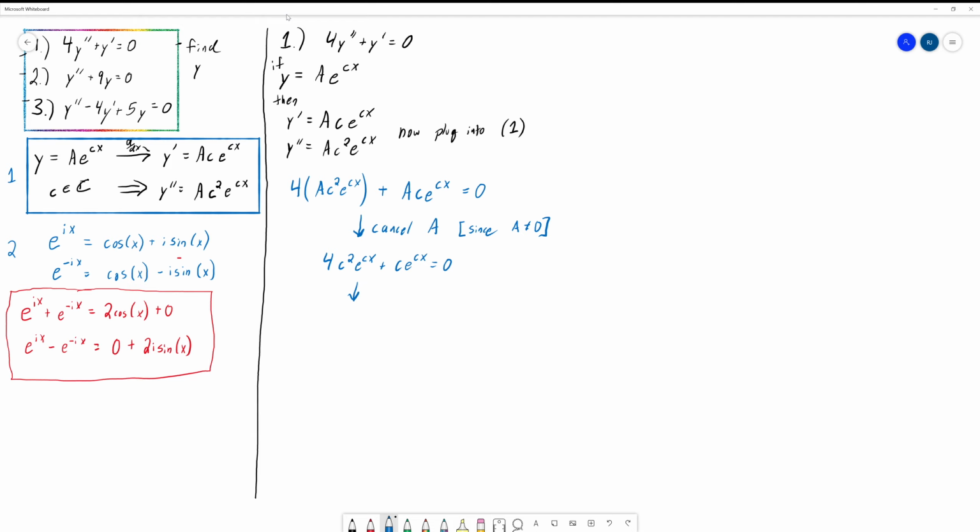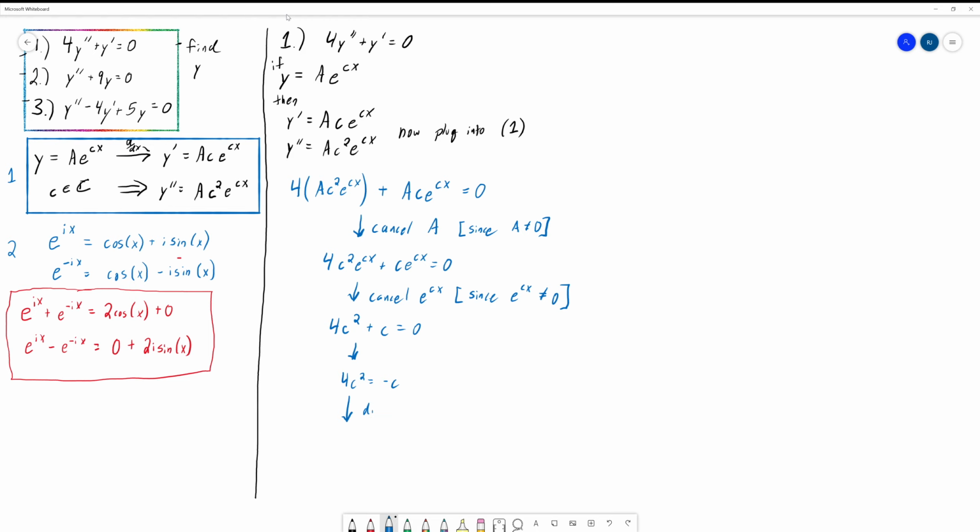And now we can cancel out e to the cx. Again, we can do this since e to the cx is never going to equal 0. And again, I'm stating this because if e to the cx were 0, then you can't, quote unquote, cancel it out, because that's really dividing by 0, and you can't do that. Okay, but in any case, now you have 4c squared plus c equals 0. And now we're just going to rearrange. So we get 4c squared equals minus c.